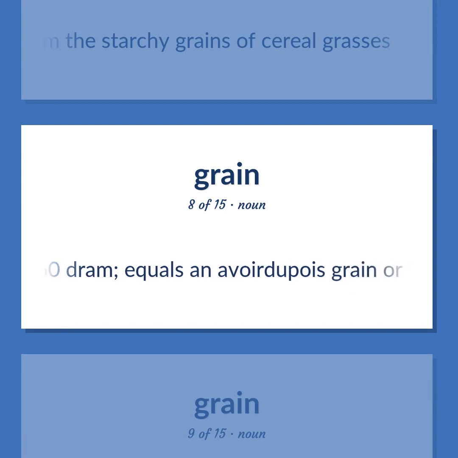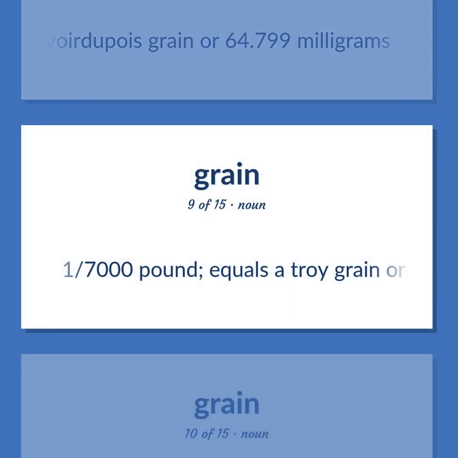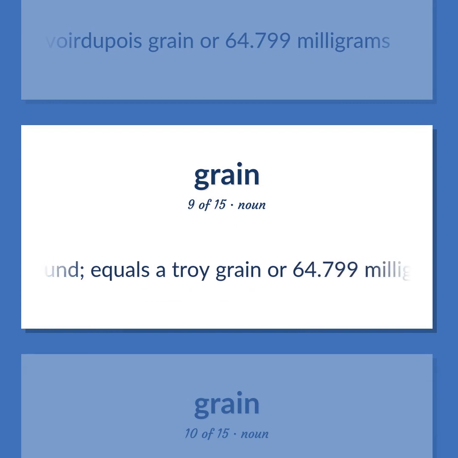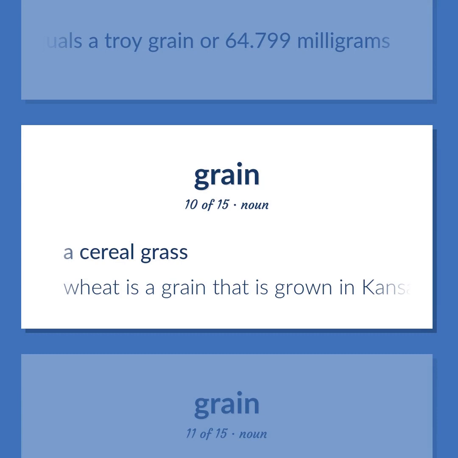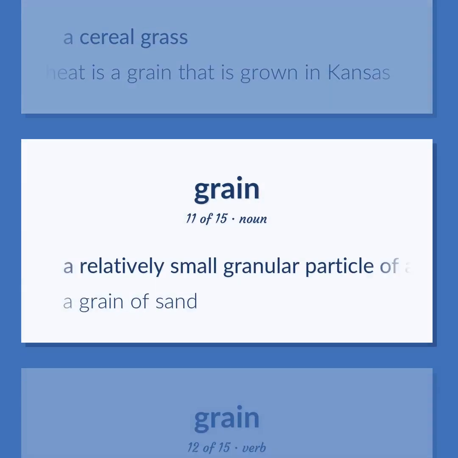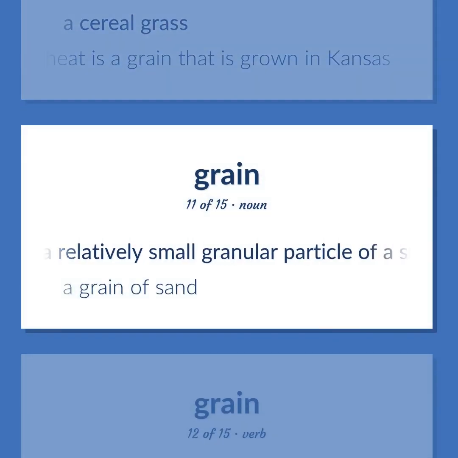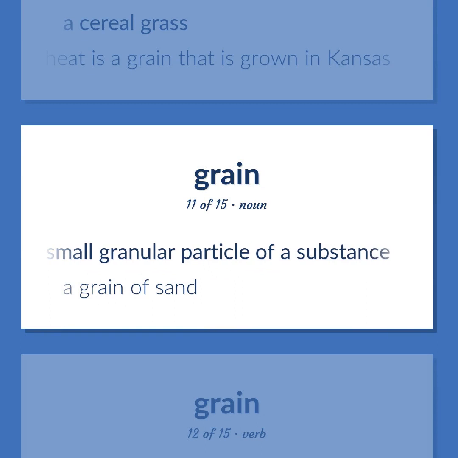1/60th dram equals an avoirdupois grain or 64.799 milligrams. 1/7000th pound equals a troy grain or 64.799 milligrams. A cereal grass. Wheat is a grain that is grown in Kansas. A relatively small granular particle of a substance. A grain of sand.